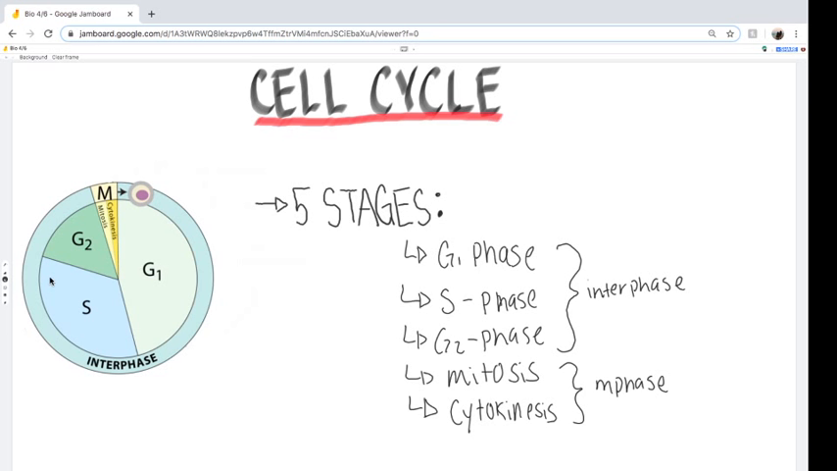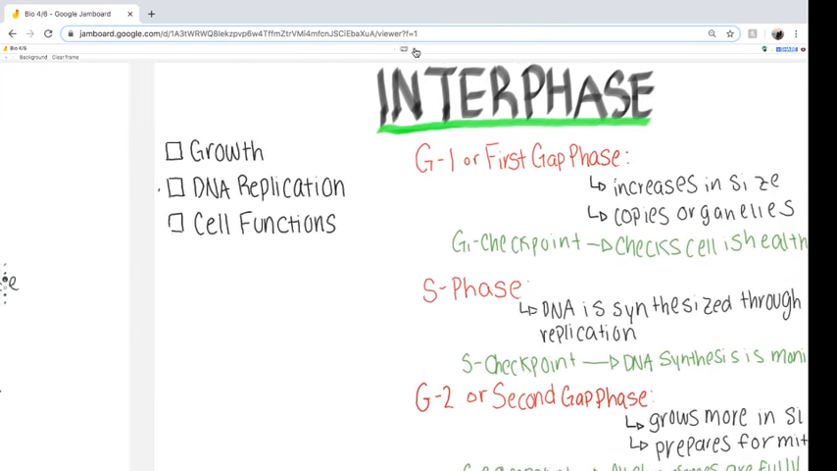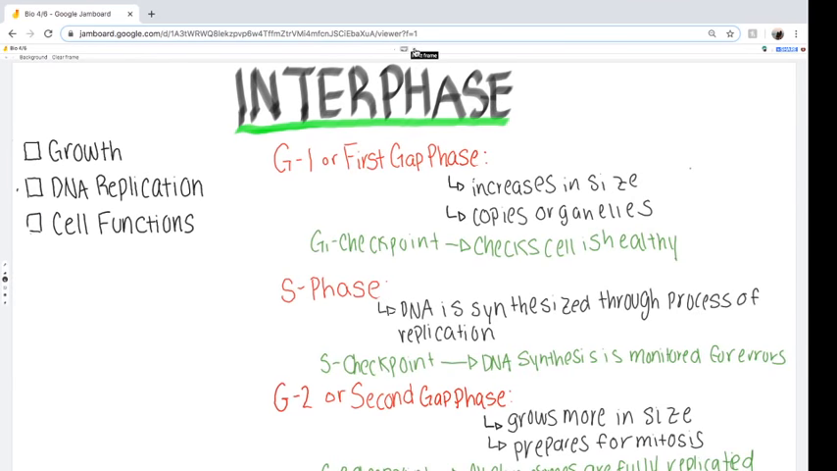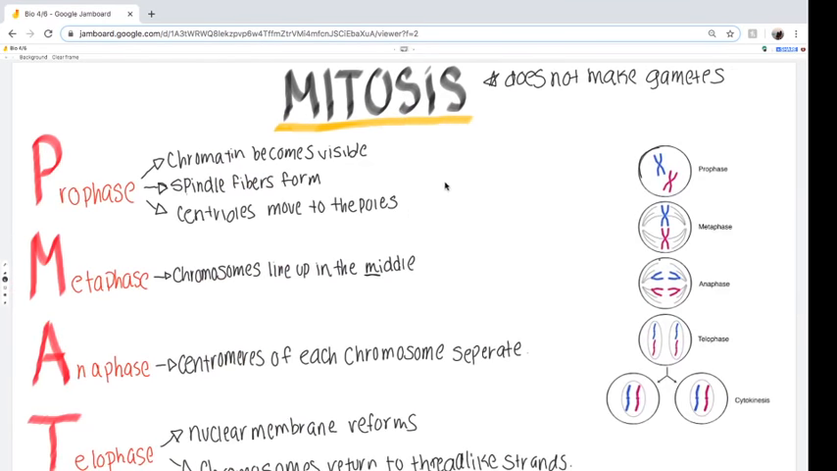And then it goes down to this little section of M phase, which includes mitosis and cytokinesis. So in interphase, again, it is where the cell has growth, has DNA replication, and has developed cell functions. And after all that, once the checkpoint is met and all the requirements are met, we go on to mitosis. And this is where the cell actually divides and duplicates.